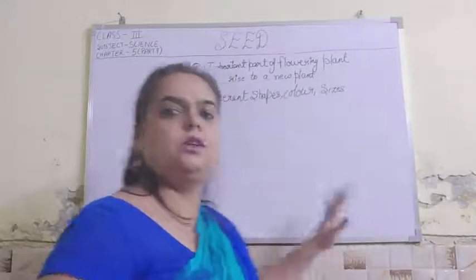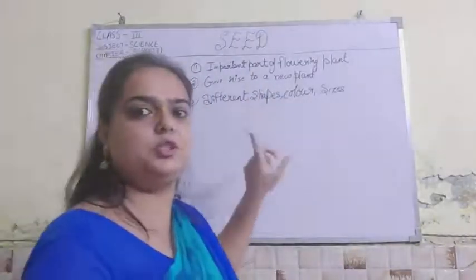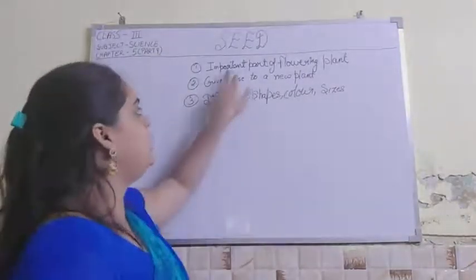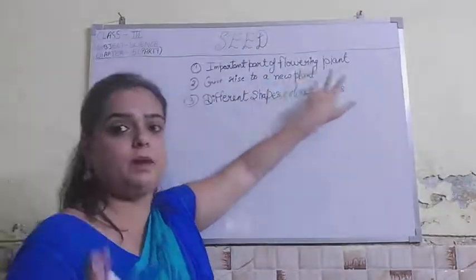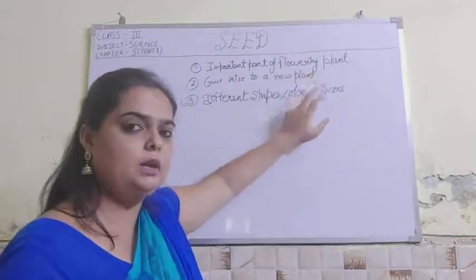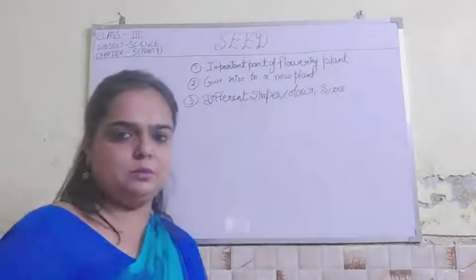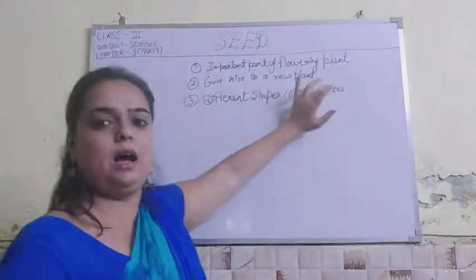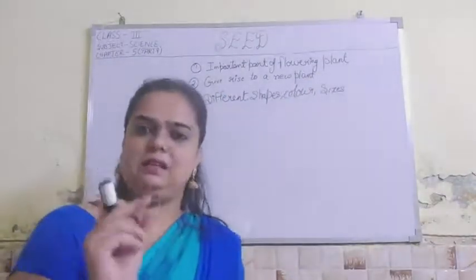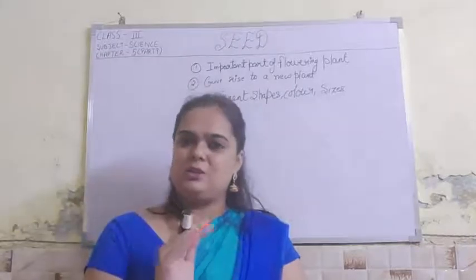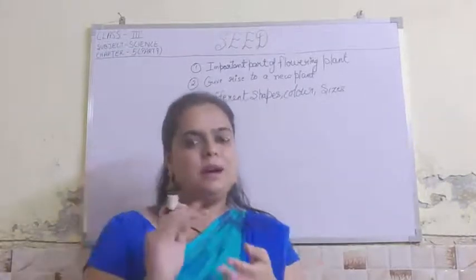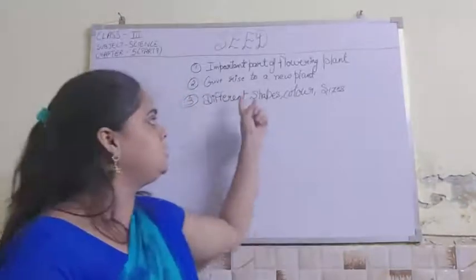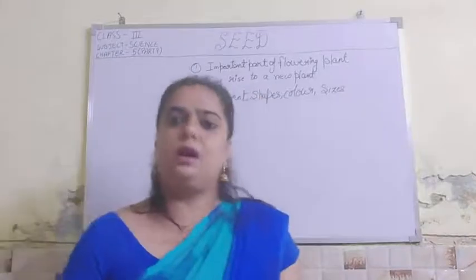Children, these were the important points related to seeds. Now, let us revise them. First of all, a seed is a very important part of a flowering plant. This is the first point. The second point is, a seed gives rise to a new plant. From a seed, a new baby plant grows, and that baby plant turns into a big beautiful plant.